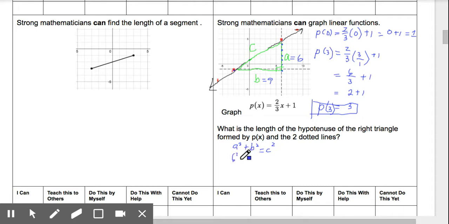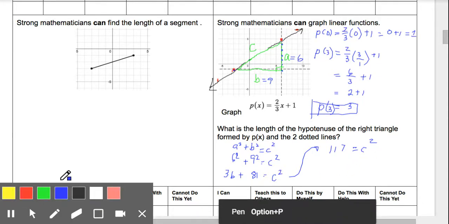So A is 6 squared. Oh, A is just 6. So 6 squared plus 9 squared equals C squared. 6 squared is 36 plus 81 equals C squared. So let's continue here. 36 plus 81 is, okay, 6 plus 1 is 7. 3 plus 8 is 11. So 117 is equal to C squared.